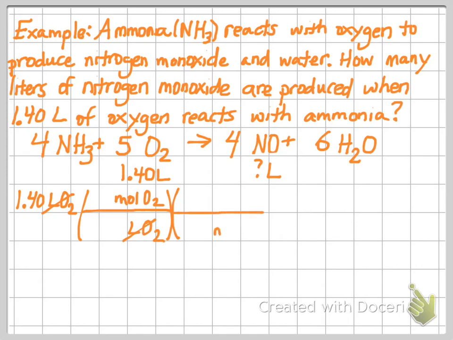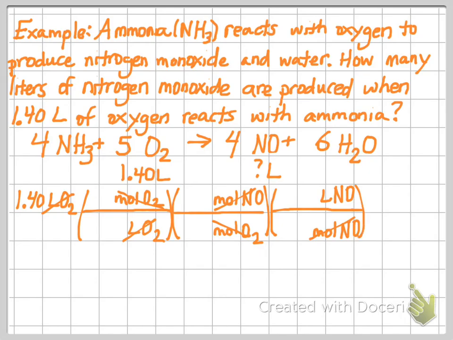Moles of oxygen will have to go in the denominator. And again, I'm trying to change to nitrogen monoxide, so moles of nitrogen monoxide are going to go in the numerator. But I don't want moles of nitrogen monoxide, I want liters. So moles of nitrogen monoxide is going to go on the bottom. Liters of nitrogen monoxide is going to go on the top. And now I'm in liters of nitrogen monoxide, so I know I have this set up correctly.